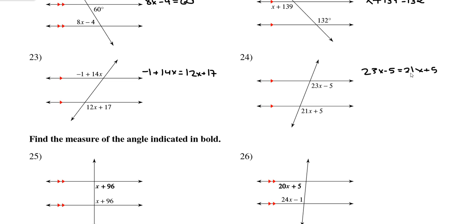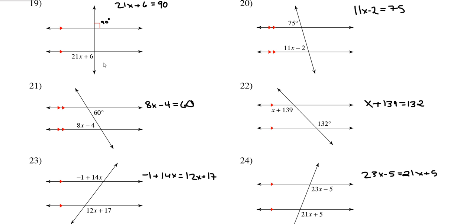So that's what we had to do on all of these. None of these were same side interior or same side exterior. All of them were equal because none of them were supplementary, because they were not same side.